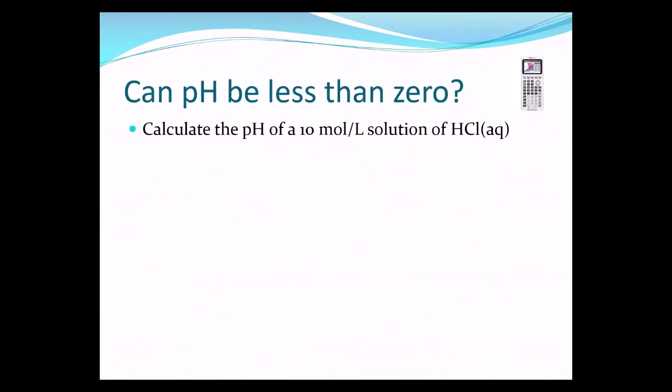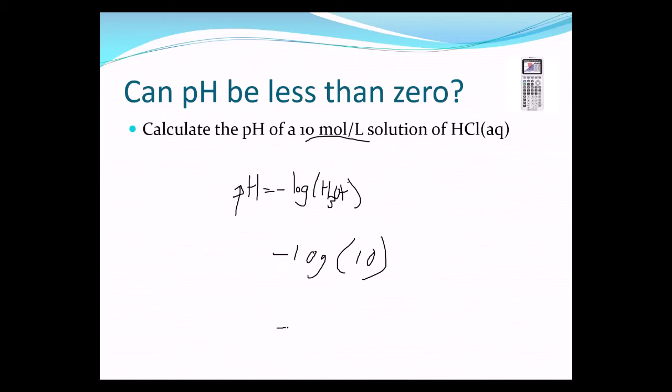So can pH be less than 0? We'll just test it out, right? They give us a concentration. So we use our formula, pH equals negative log of our H3O plus. So I just go negative log in my calculator of 10. And if you go negative log of 10, that gives you negative 1.